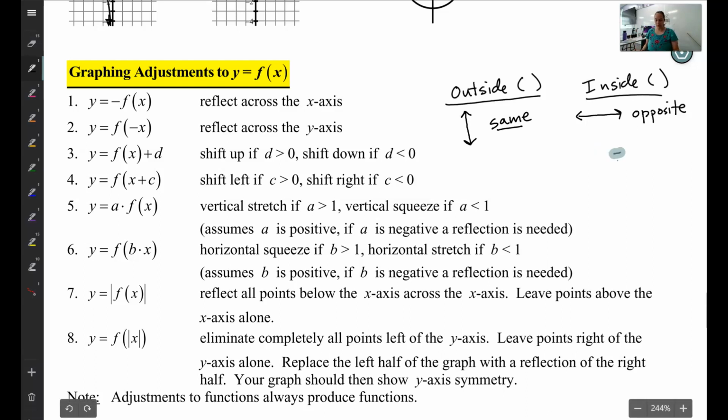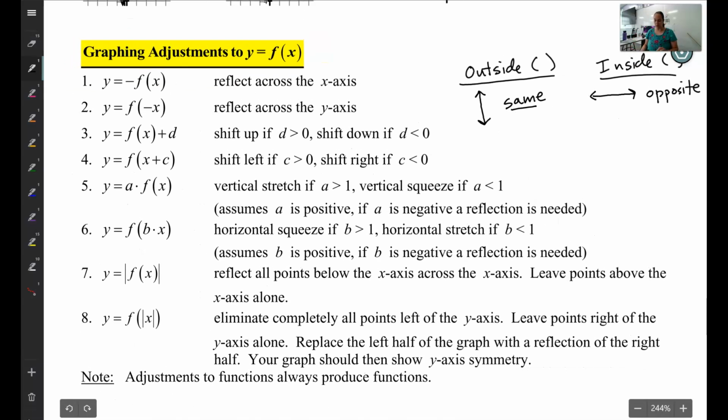So if you can remember these two things, outside is up and down and the same, inside is side to side and opposite, you'll see that all of these graphing adjustments fit in those two rules. So if we look at these negatives, let's start right here, if I have a negative outside the function, I am reflecting across the x-axis, which would be up and down. If I have a negative inside the function, I'm reflecting across the y-axis or side to side.